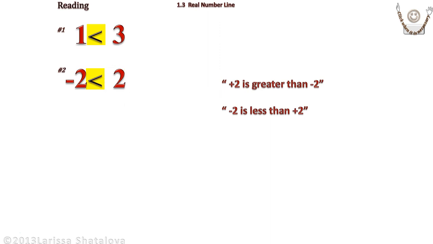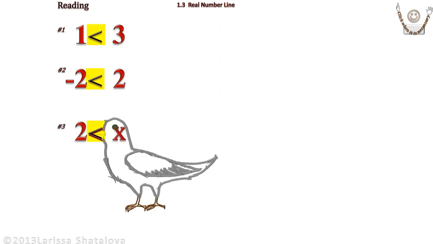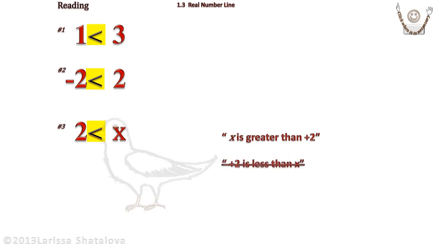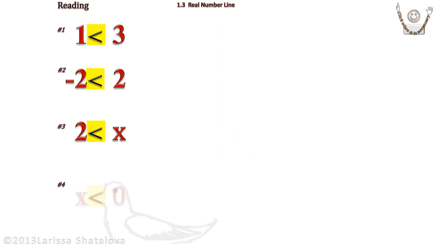Example number 3. If we have a variable, the first word is supposed to be the variable. X is greater than positive 2. And example number 4. X is less than 0.